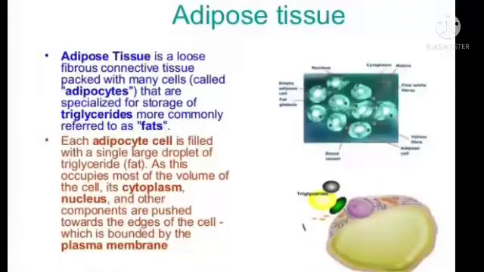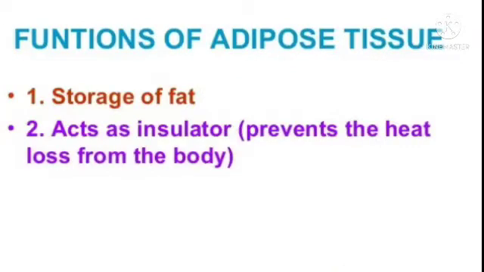Adipose tissue. Adipose tissue is a loose fibrous connective tissue packed with many cells that are specialized for storage of triglycerides, more commonly referred to as fats. Function of adipose tissue: storage of fat. Acts as an insulator, that is, prevents the heat loss from the body.